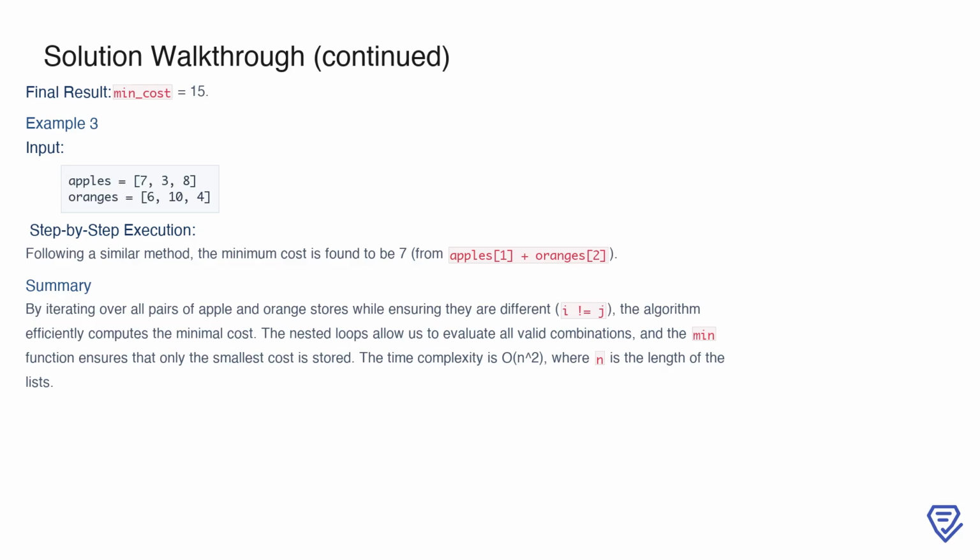By carefully evaluating each combination, we find that the minimum cost is achieved by selecting the apple from store 1, which costs 3, and the orange from store 2, which costs 4. The total cost is 3 plus 4 is equal to 7.